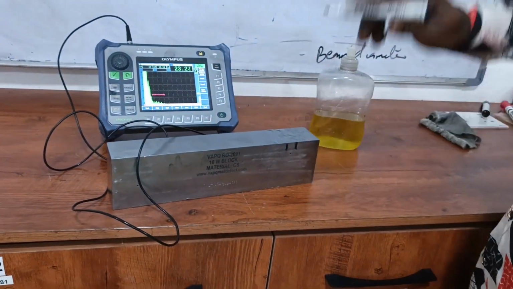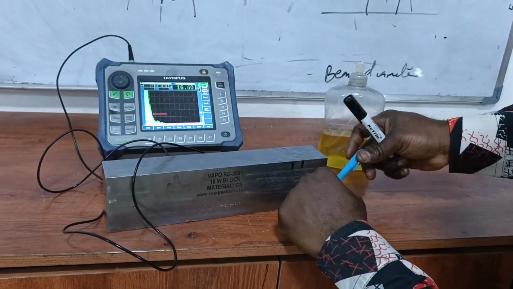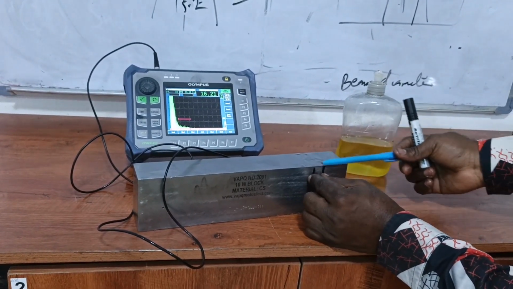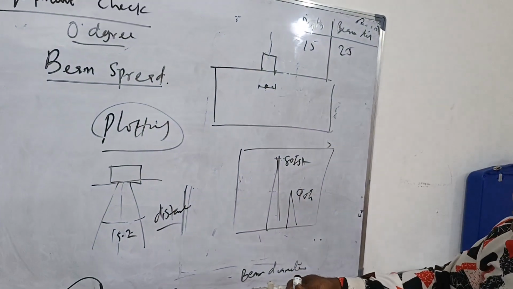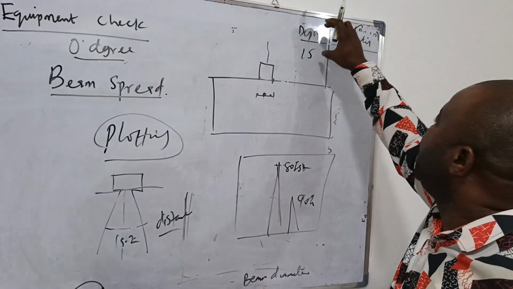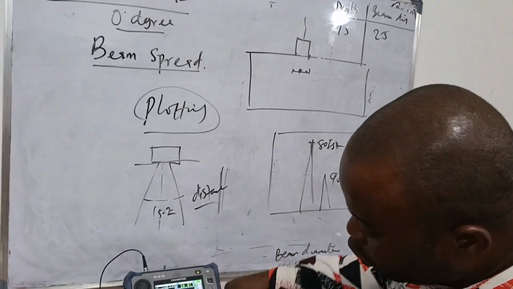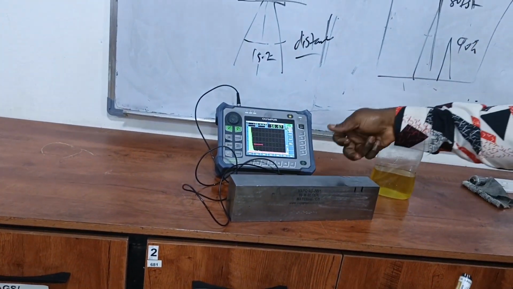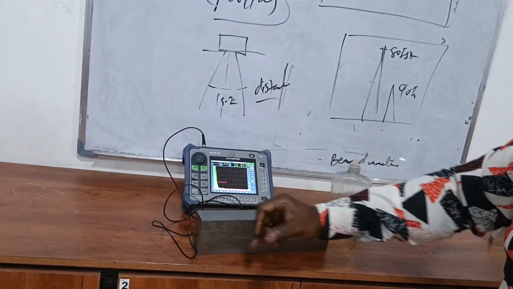So let's say this is 15. Then you measure this distance that you got by moving your probe left and right and record it. Let's say 25. So you are getting a depth and a beam diameter. You do the same thing for the 4 holes. Take note, start from the lowest depth and end with the highest depth.